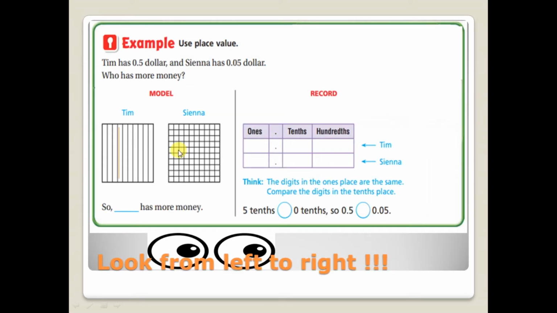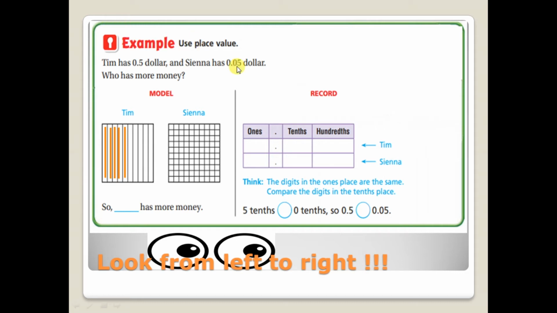Okay, let's see another way. Tim has $0.5 and Sienna has $0.05. So let's model it. 0.5 means 5 in the tenths place. And we said tenths is 1 over 10, meaning dividing the whole one into 10 parts. And we will color 5 out of these 10 parts. So let's color 5: 1, 2, 3, 4, 5. So these are the 5 parts out of 10. So this means 5 tenths.